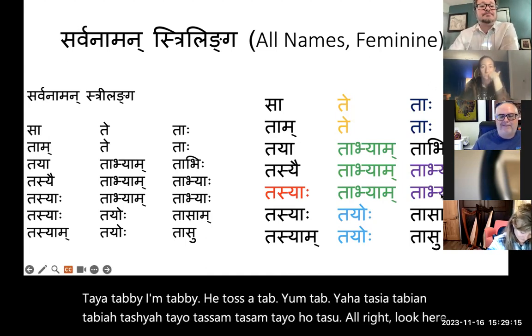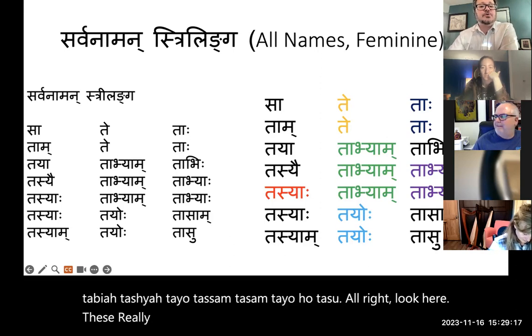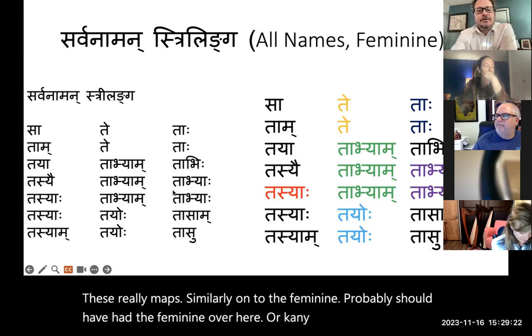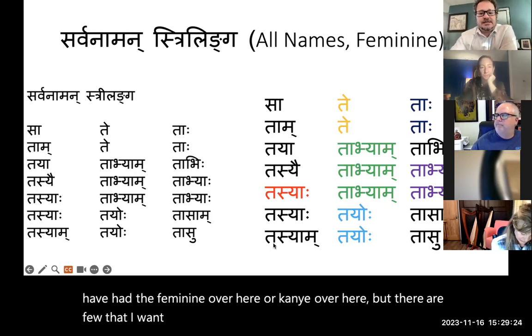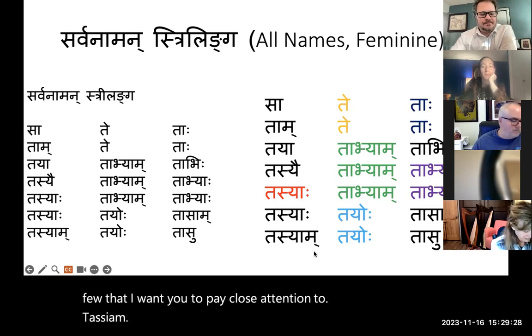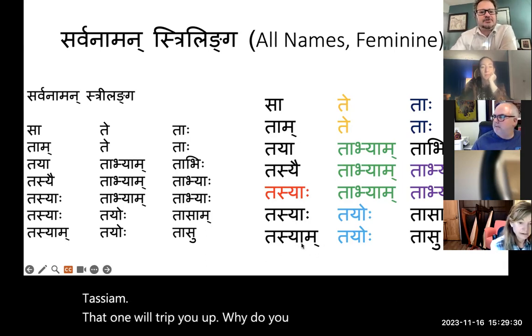All right, look here. These really map similarly onto the feminine. Probably should have had the feminine over here, or Kanya over here. But there are a few that I want you to pay close attention to. Tasyam. That one will trip you up. Why do you think I say that'll trip you up?